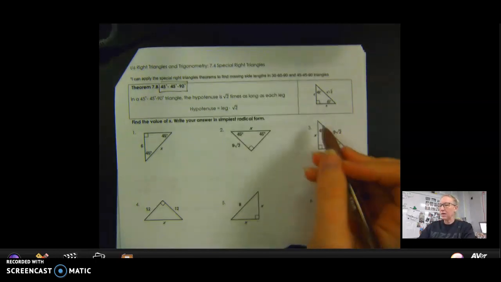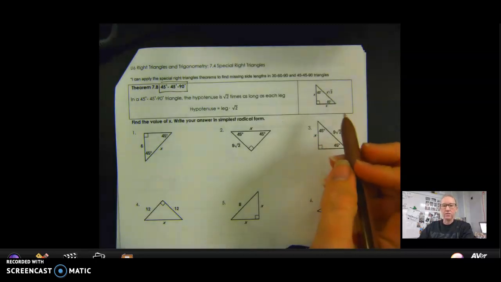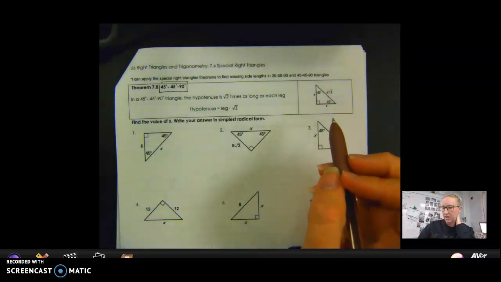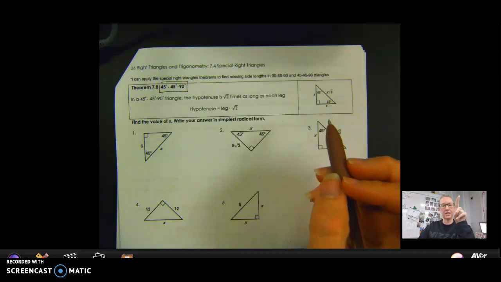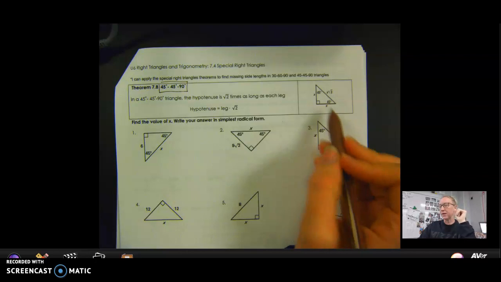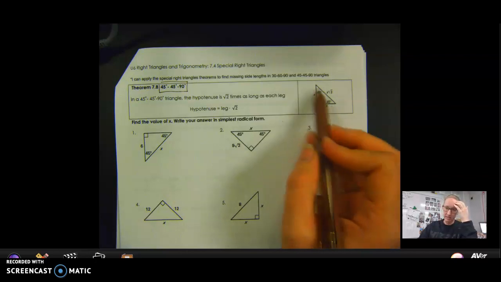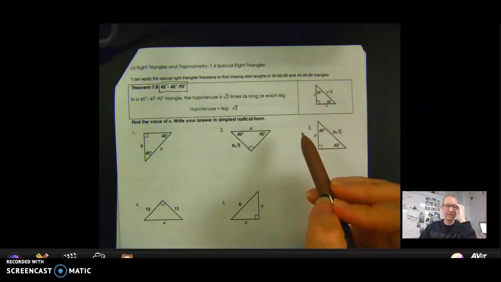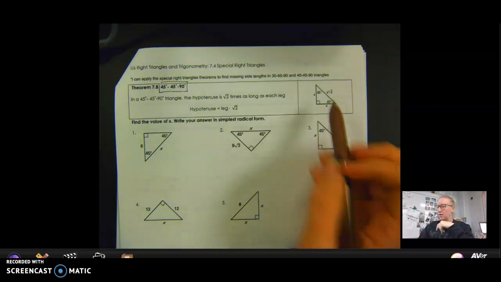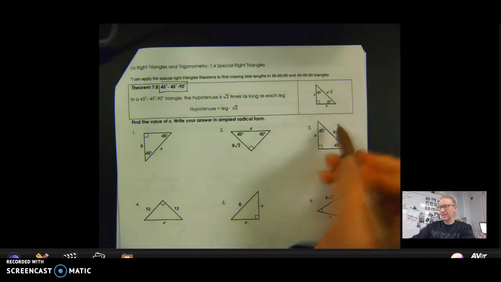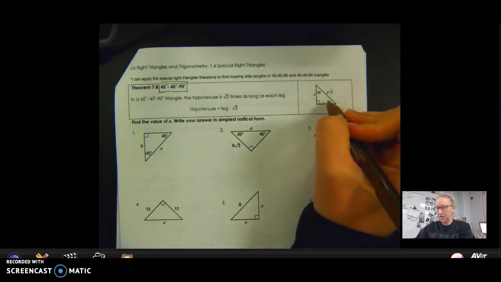So the special thing about a 45, 45, 90 triangle and a 30, 60, 90 triangle is if you are given one side length, you can find all the rest of the side lengths because there is a ratio or a scale factor that each of the other side lengths are going to be multiplied by to get the actual distance of the sides. So on a 45, 45, 90 triangle, it's kind of like an isosceles triangle, right?